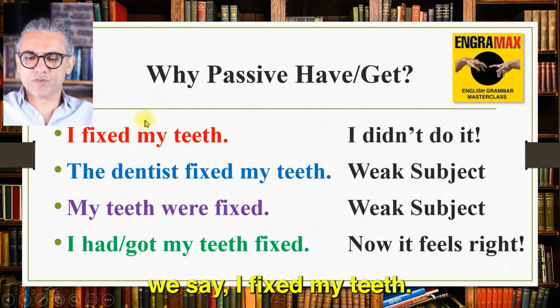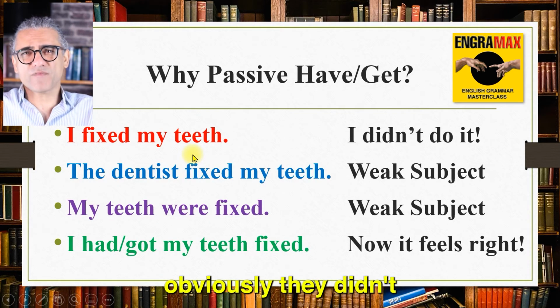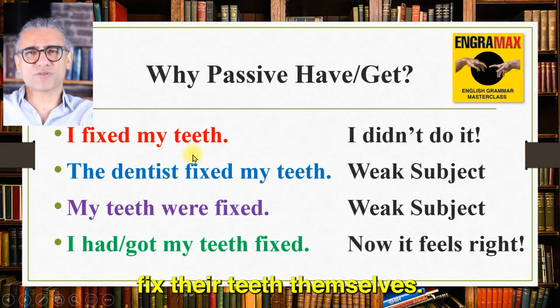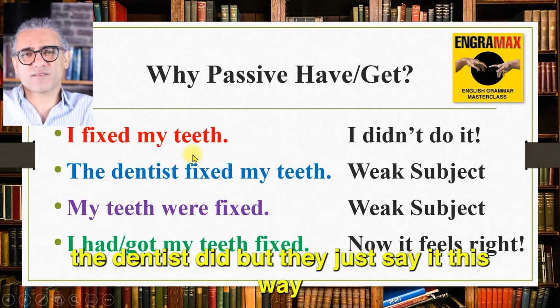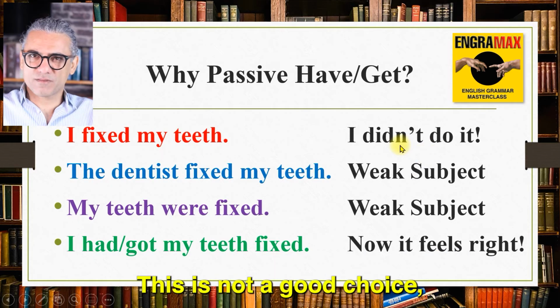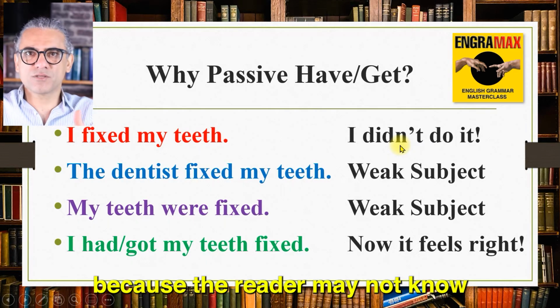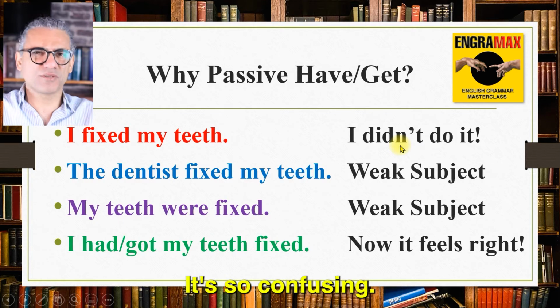The first sentence, we say, I fixed my teeth. Sometimes you hear people say that, and you know that obviously they didn't fix their teeth themselves. The dentist did it. But they just say it this way. Because I didn't do it, this is not a good choice, especially when you're writing. It is confusing because the reader may not know if you're a dentist or not. It's so confusing.